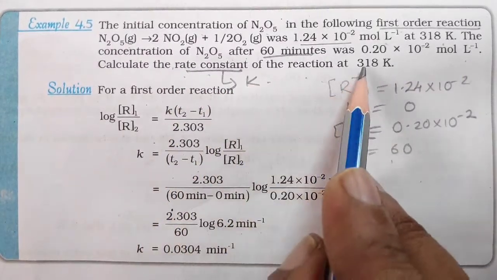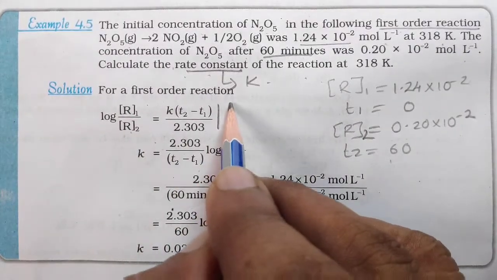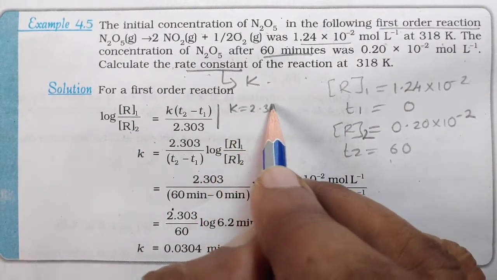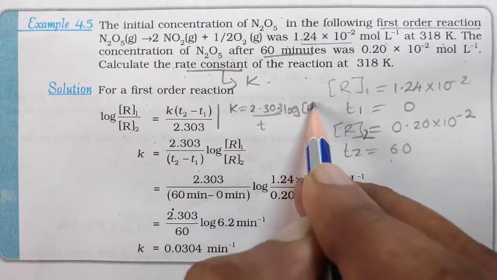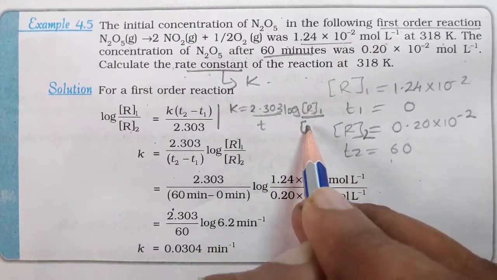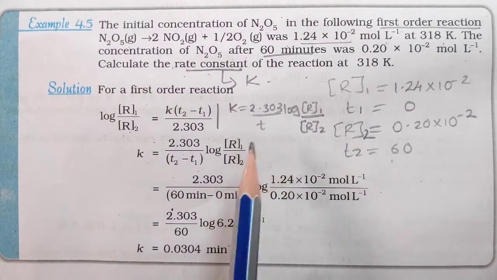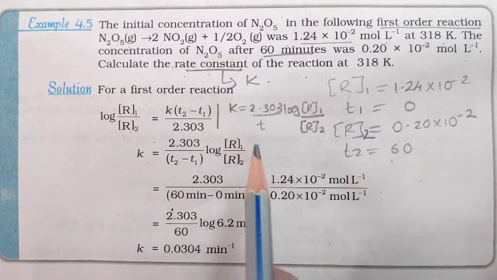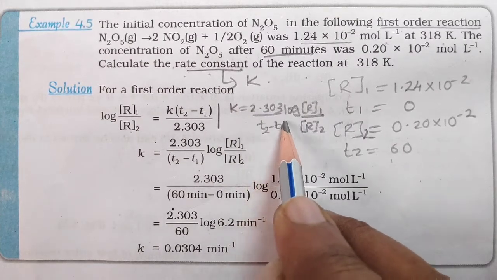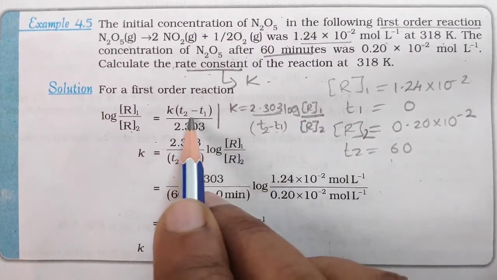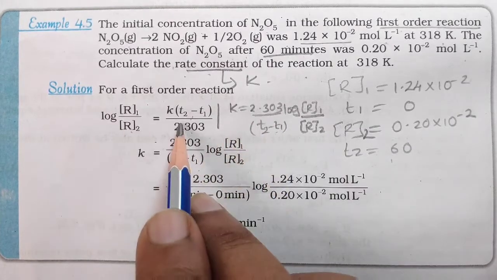As it is a first order reaction, our formula was K is equal to 2.303 by T log R0 or R1 by R2, if you remember. Now they have simplified it. Here, instead of T, they have written T2 minus T1. This is the part given in your book. You interchange this and you will get this part.